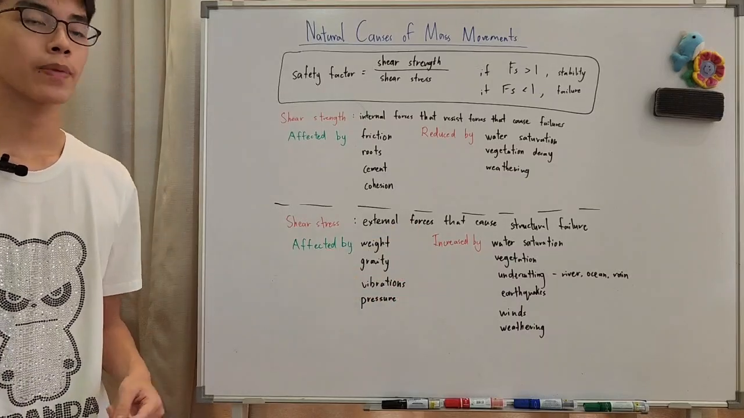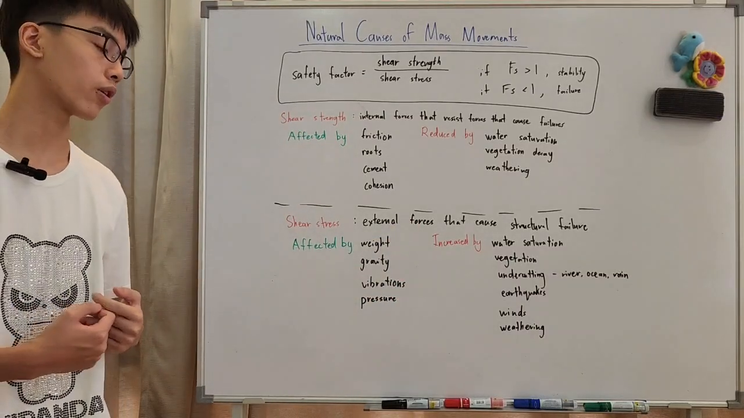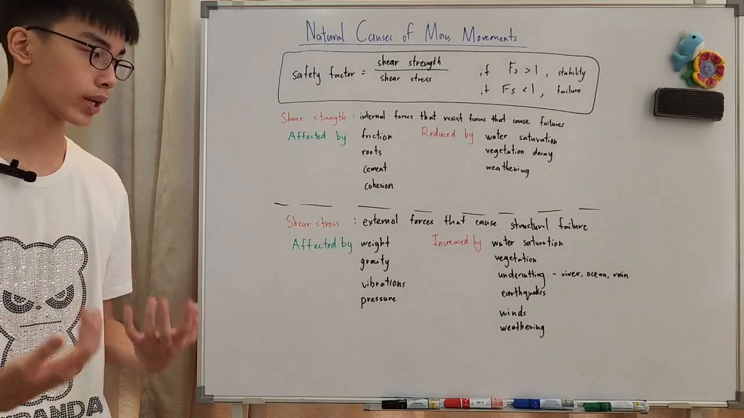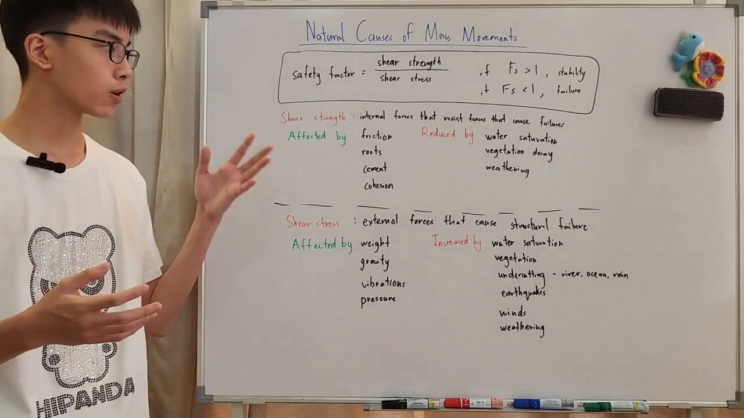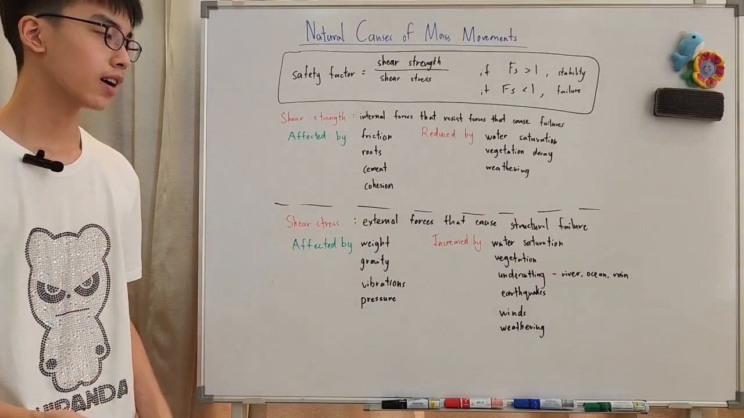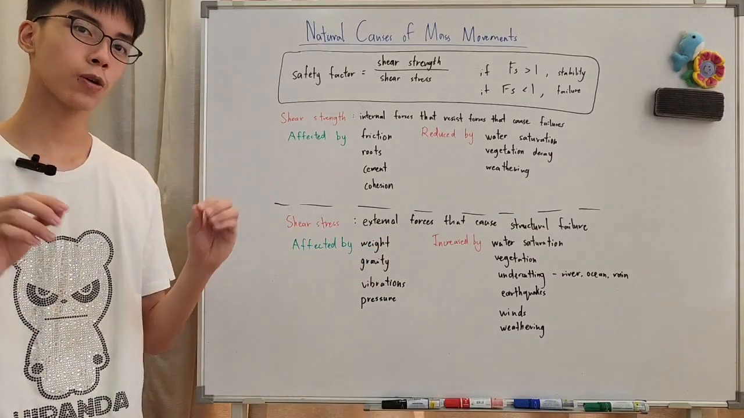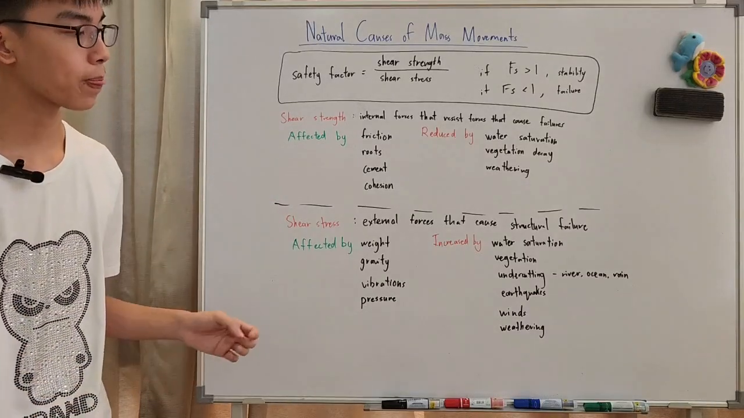Your vegetation as well. They do have roots, but they also increase your mass, your weight, and so if your vegetation increases your shear stress more than your shear strength, so maybe your roots are quite shallow, but your mass is really high, then you have more shear stress than shear strength.